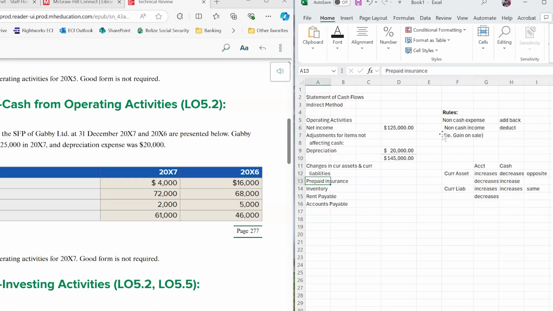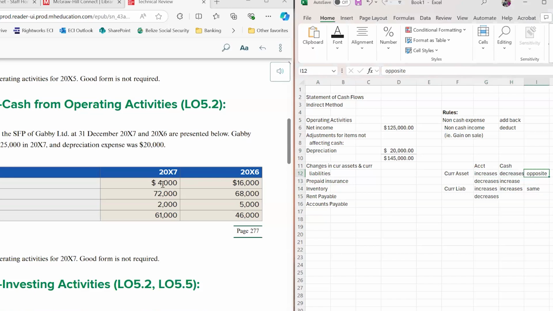So we already covered the non-cash. We added back depreciation expense. If we had a gain, we would have deducted it here. But for the other pieces here, it's easy enough to do. So for prepaid insurance, that is an asset account. And we said, well, when an asset goes up, we would decrease cash. If the asset went down, we would increase cash, right? So it's basically the opposite direction.